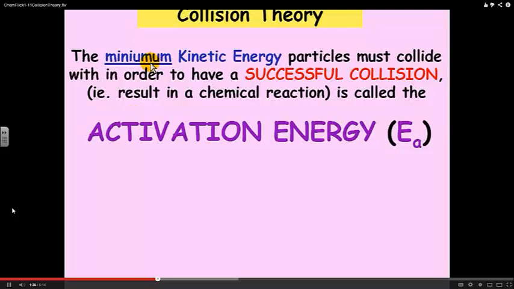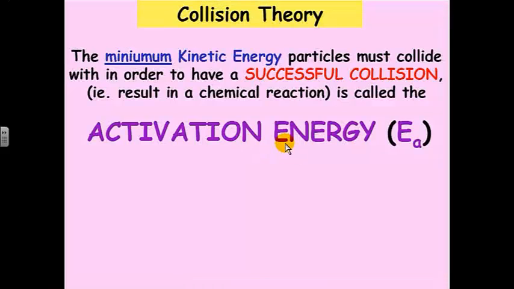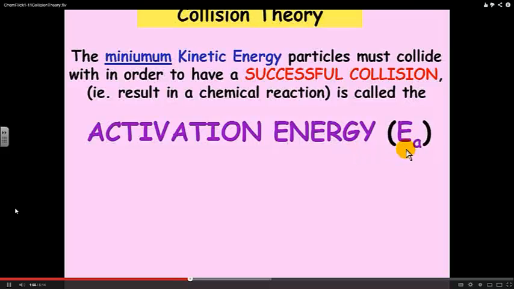The minimum kinetic energy particles must collide with in order to have a successful collision, that is, result in a reaction, is called the activation energy, or EA. Having anything less than this energy, they will not have a successful collision and there won't be a reaction. Having this energy or greater will give them a successful collision.